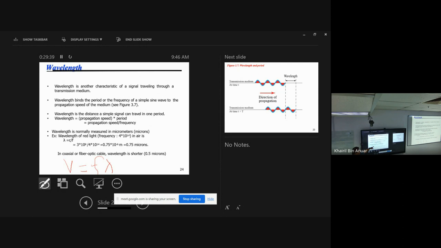So in this example, the wavelength of a red light with a frequency of 4 times 10 to the power of 14. How do we know the wavelength? You have to see the propagation speed here, because you are using light transmission. It defines that the speed of light is 3 times 10 to the power of 8. So C is 3 times 10 to the power of 8 divided by the red light frequency, and you will have 0.75 times 10 to the power of minus 6 meter.